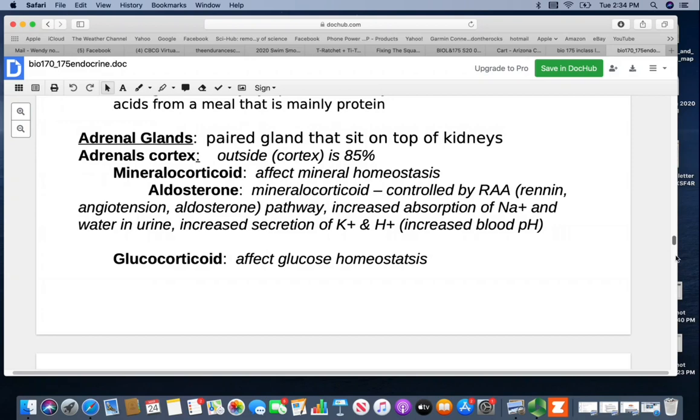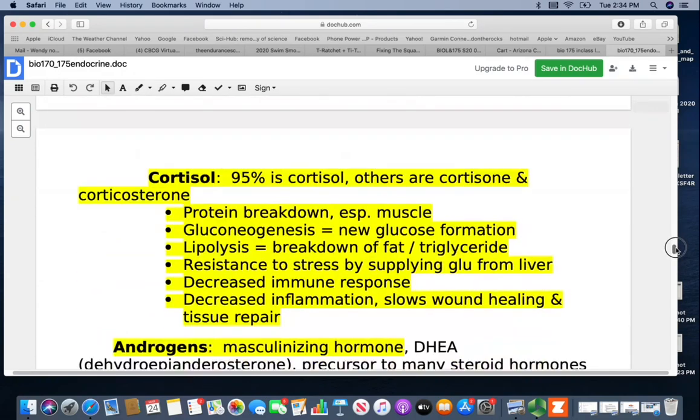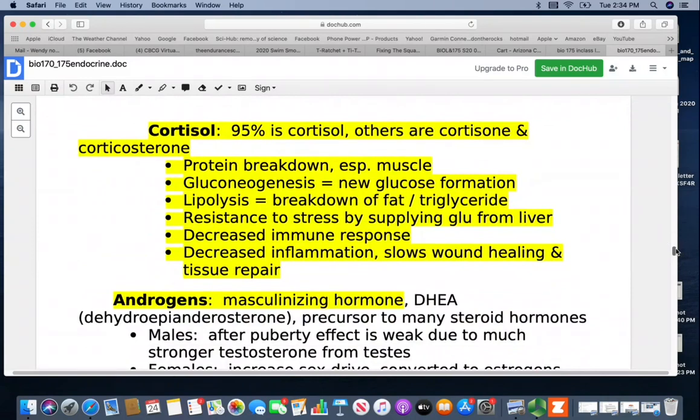Glucocorticoids will affect glucose homeostasis. The primary one is cortisol here. 95% of it is cortisol. You also have cortisone and corticosterone. This will promote protein breakdown, especially in muscle. It promotes gluconeogenesis, making new glucose, lipolysis, the breakdown of fat and triglycerides, and resistance to stress by supplying glucose from the liver.